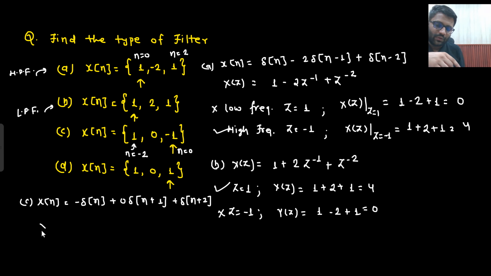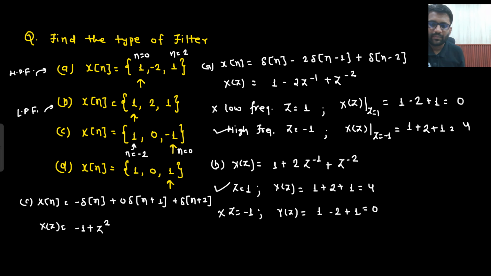So what is the x of z you are getting? Minus 1 plus z to the power 2. Is that clear to you? Minus 1 plus z to the power 2. This would give you z to the power 2, this would give you minus 1. So let's do it on the next page. Our C is x of z equals minus 1 plus z to the power 2.